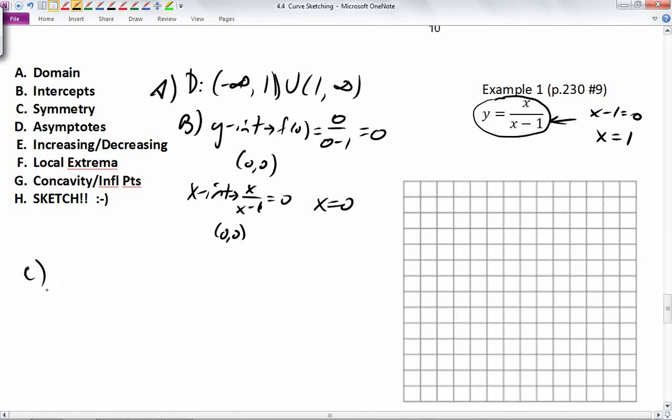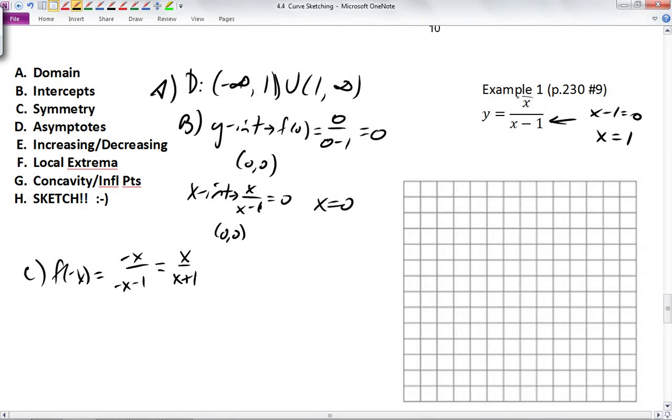Now let's talk about symmetry. Well, let's see what we get when we plug in negative x into the function, or the opposite of x. We get this. Is this equal to the same as the original function? No, it's certainly not. If I multiplied the top and bottom by -1, or divided the top and bottom by -1, I'd get x over x plus 1.